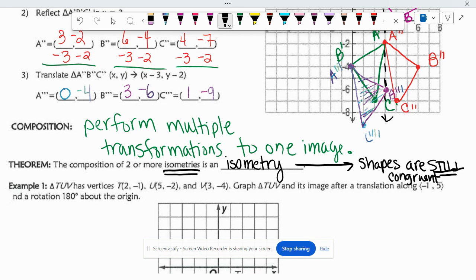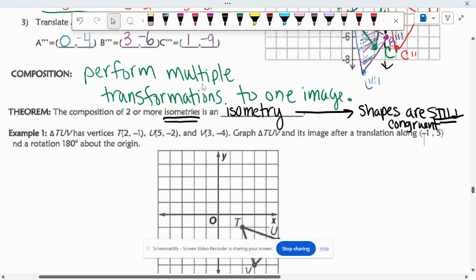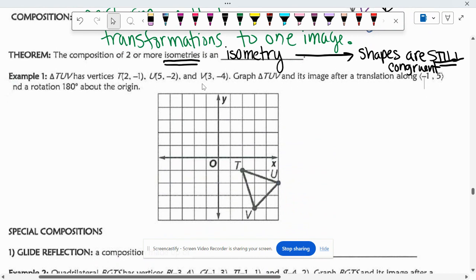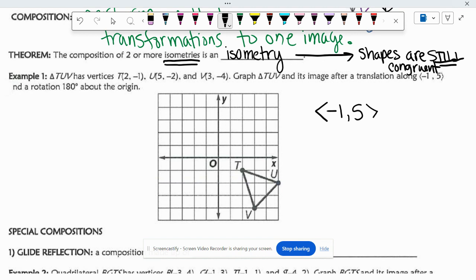Questions about that? Okay. So in example number 1, triangle TUV has the vertices, whatever. It's already graphed for us, so I'm not going to read them out. It says graph triangle TUV and its image after a translation along <-1, 5> and a 180-degree rotation.